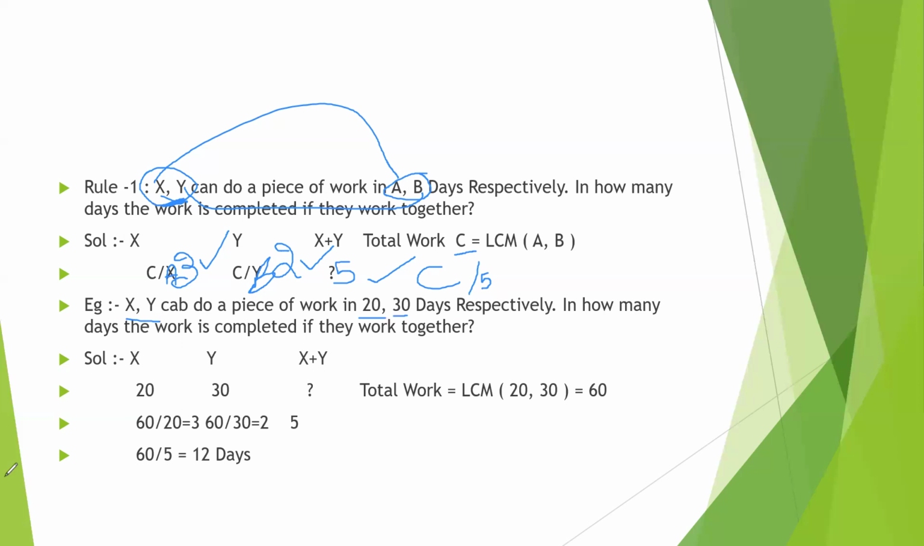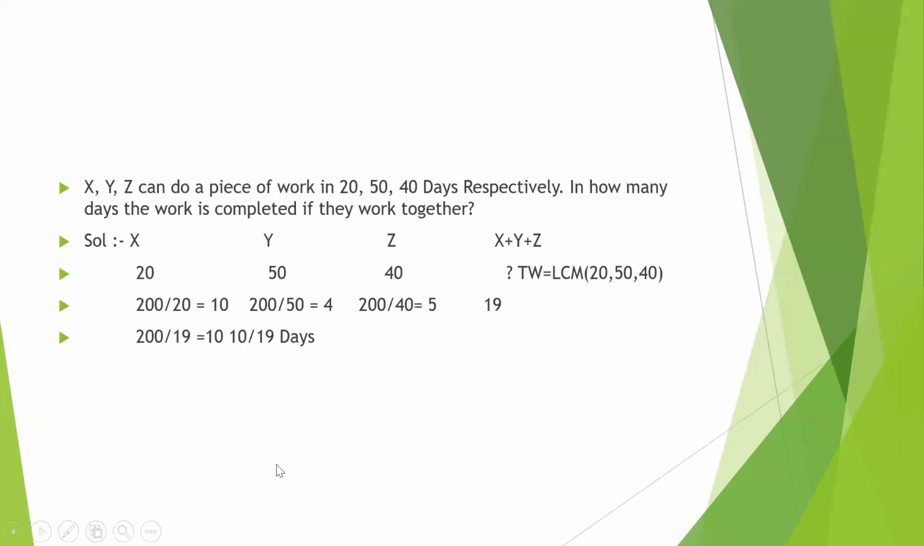If three persons are given, how do we calculate? Let's see another example. X, Y, Z can do a piece of work in 20, 50, 40 days respectively. In how many days is the work completed if they work together? X can do the work in 20 days, Y in 50 days, and Z in 40 days.